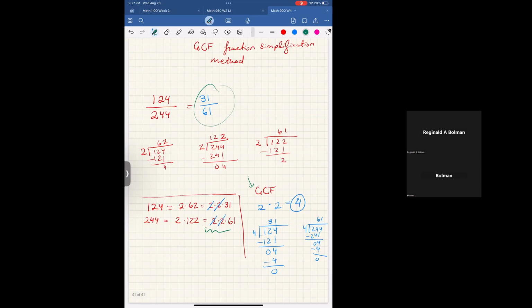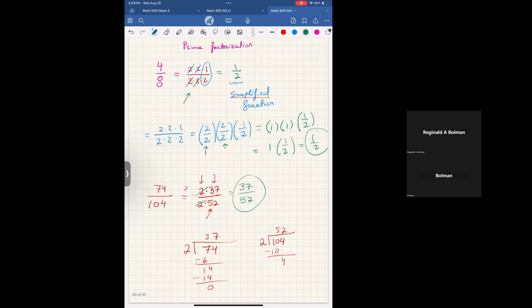And what that means to you is it's much easier in reality for a computer to go from, say, 124 over 244 straight to 31 over 61 than it would be for a human to do that, because to us, it would make more sense because of where we're coming from to just find the prime factorization of a number. Of course, that's not necessarily as computationally efficient as, say, just finding the GCF. In this instance, we had to do the prime factorization to find the GCF, but it's not always necessary to do that. At any rate, that is all we have for fraction simplification.